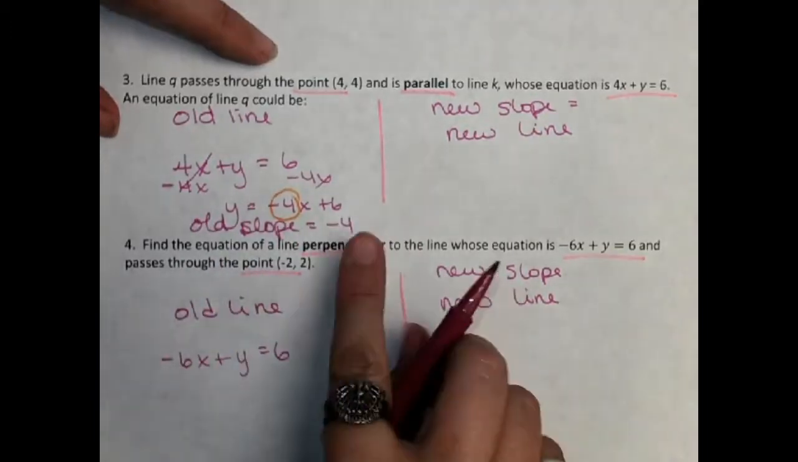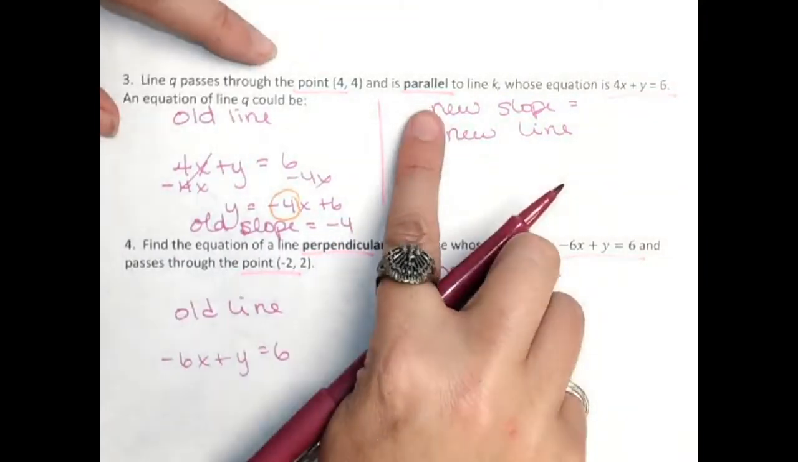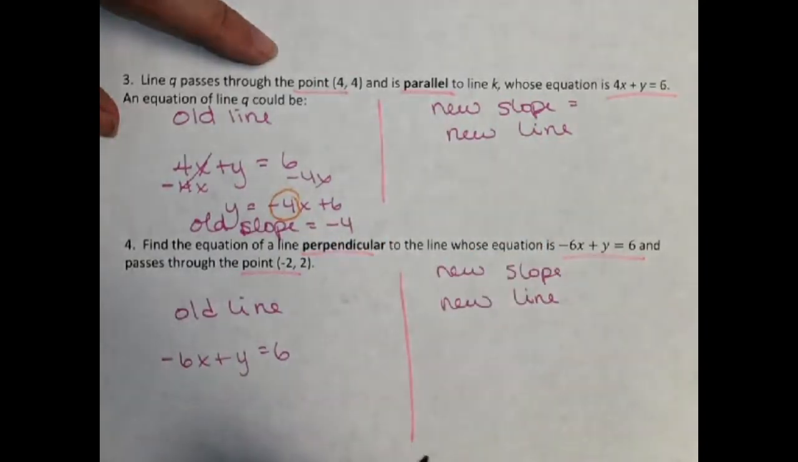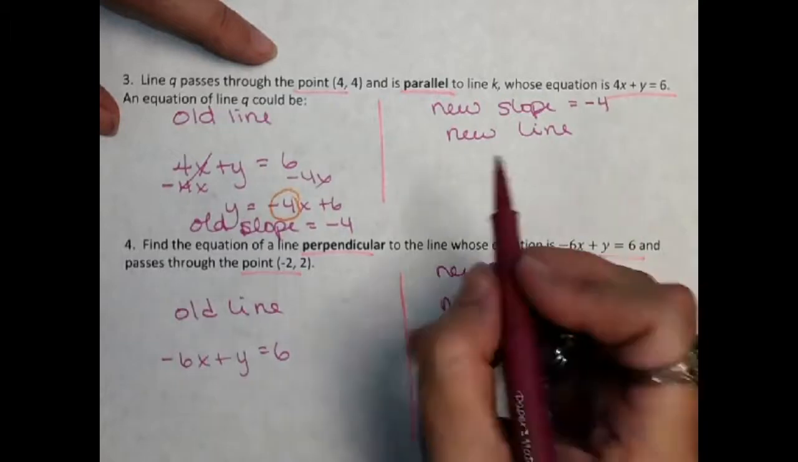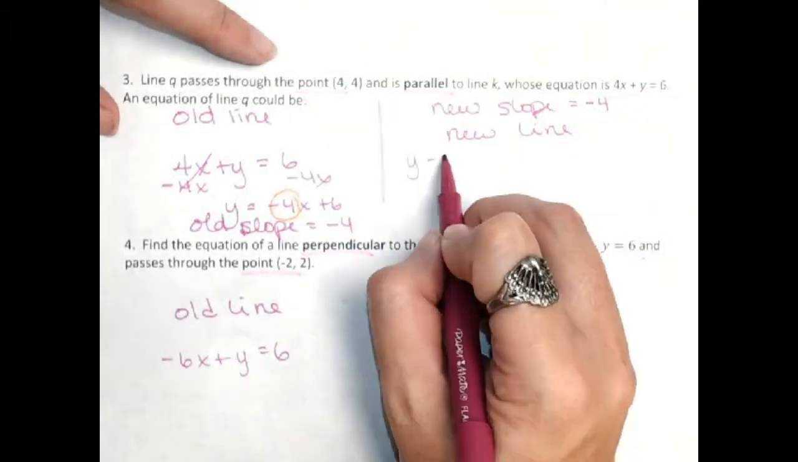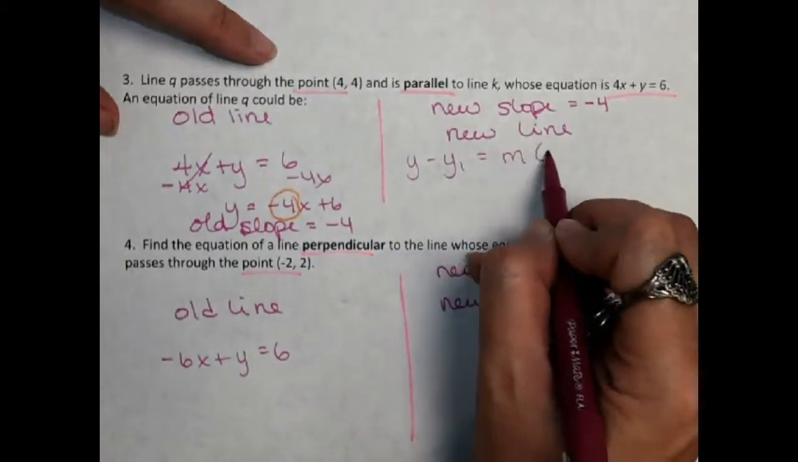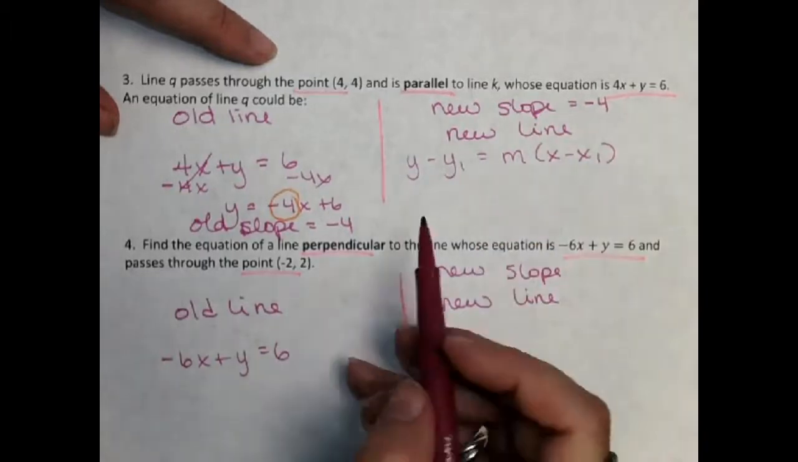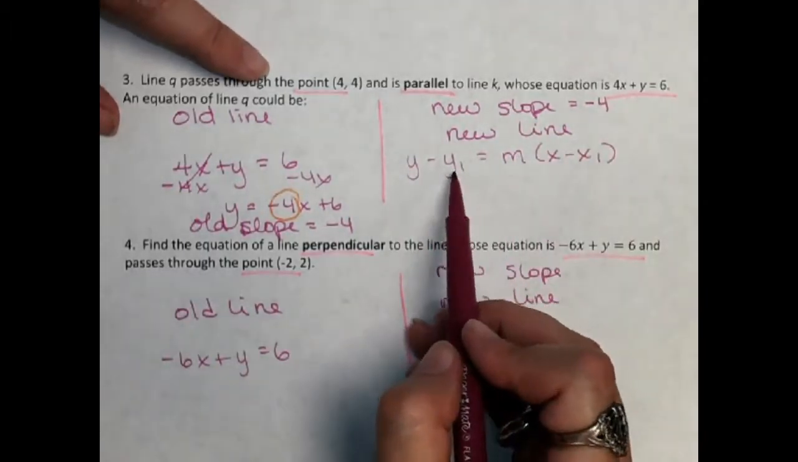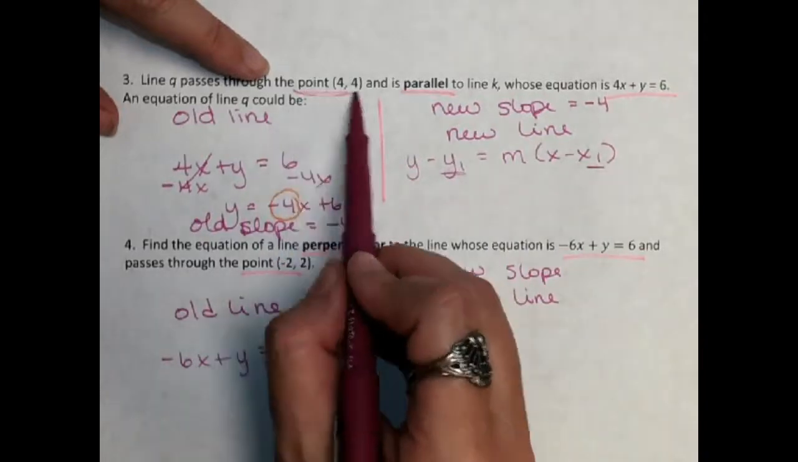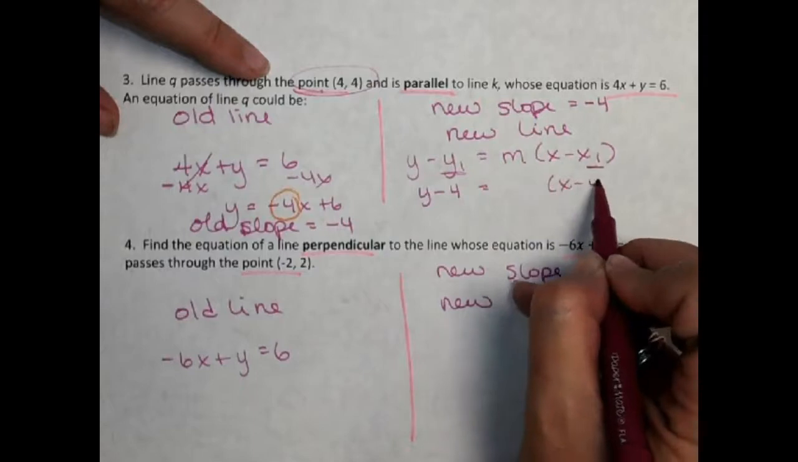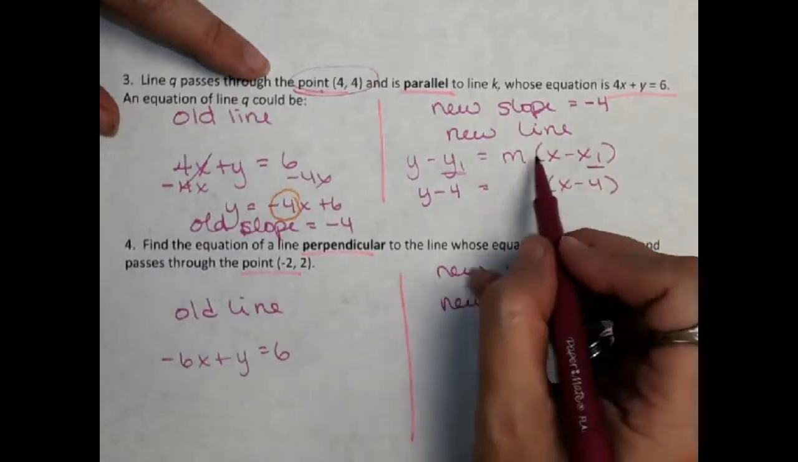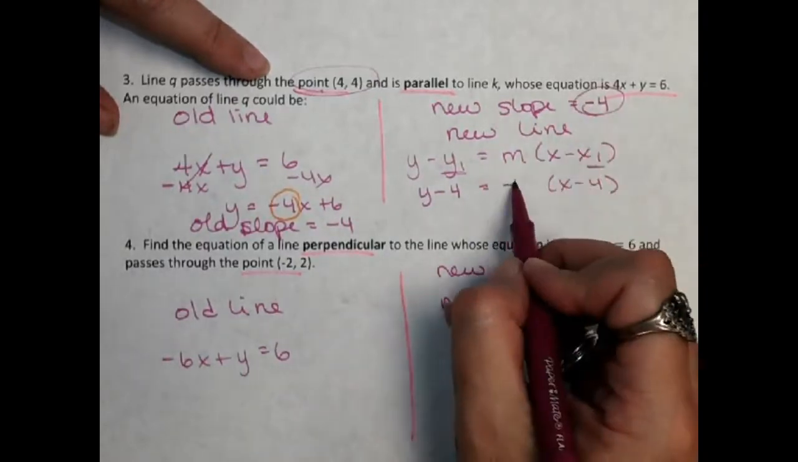Now, if I want to write a line that's parallel to this, what's my new slope? Well, if it's parallel, it has the same slope. So my new slope is also going to be negative 4. So now I can write my line. I'm going to write my form here, y minus y1 equals m, x minus x1. What am I plugging in for the point? For this and this, I'm plugging in the point they gave me, which is 4 and 4. And then my new slope, I just wrote it down right there, it's negative 4. And done.